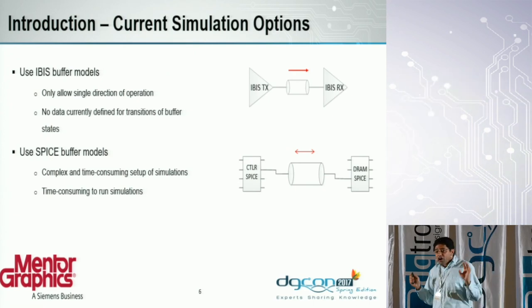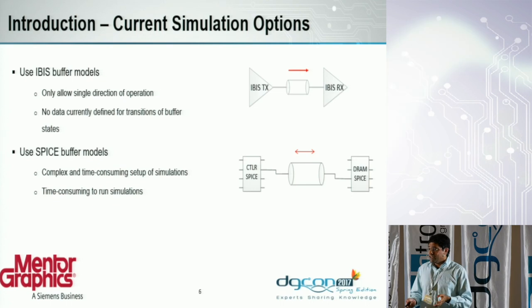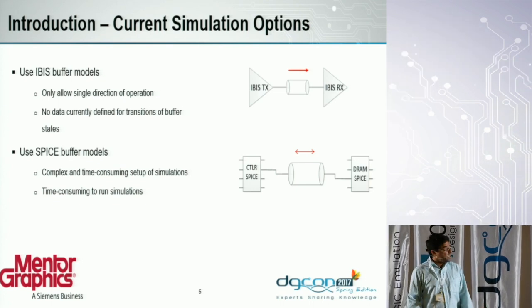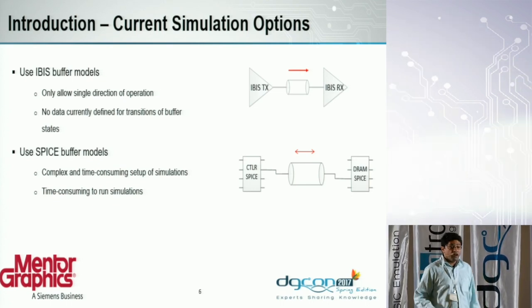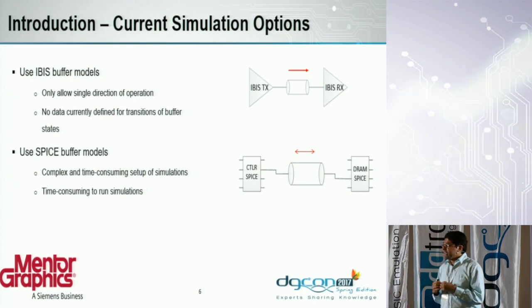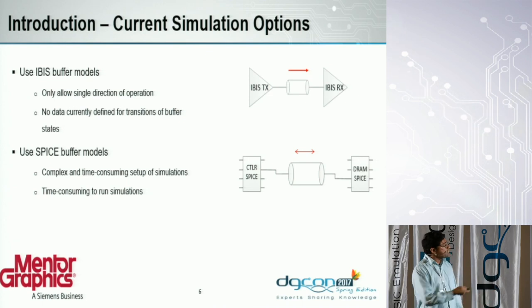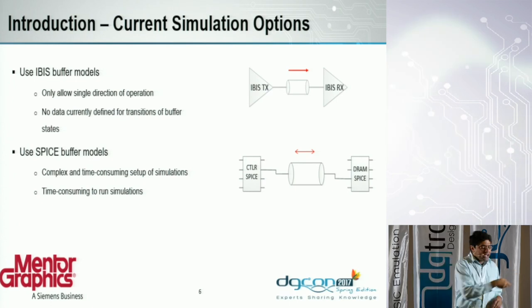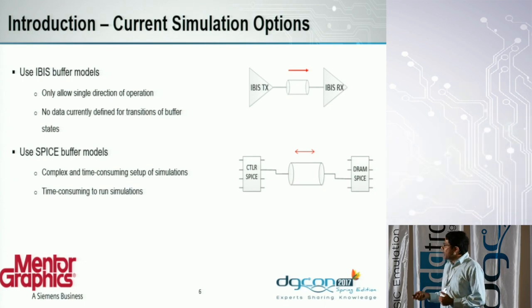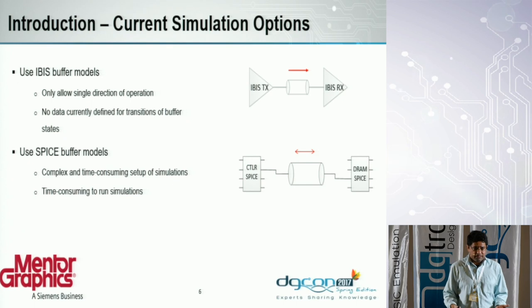There are two large, predominant ways of doing simulation right now. We can use IBIS models. When I say simulation, I mean for the driver and the receiver models. Either the driver and the receiver models can be IBIS, or they can be SPICE-based. In large, SPICE has more details in it. It has more transistor-level logic in it. But it has some limitations as well. It takes a lot of time to run.